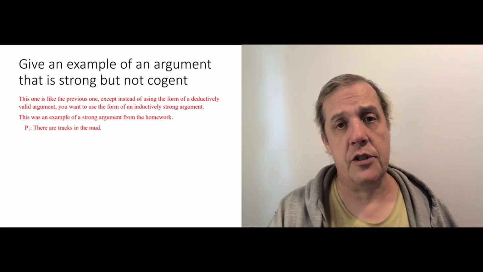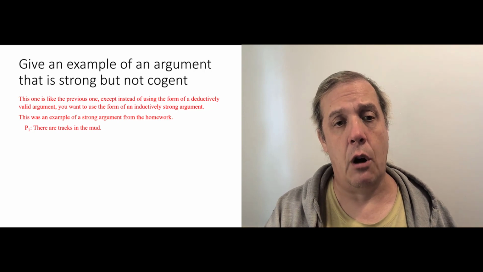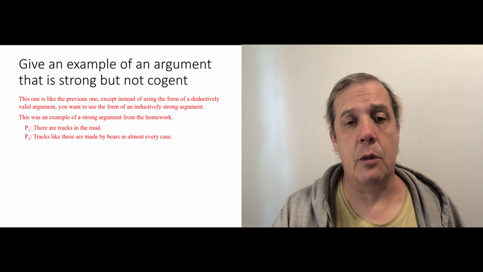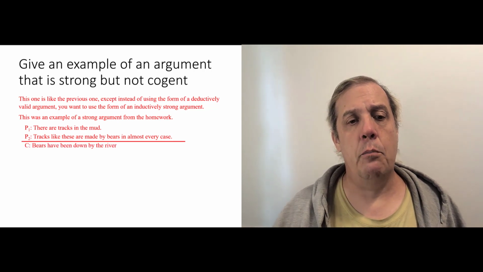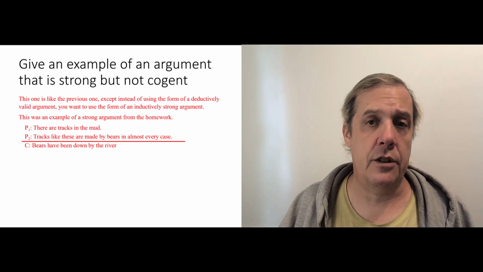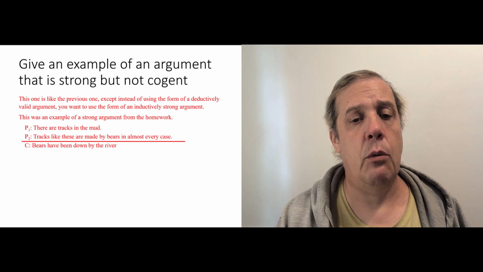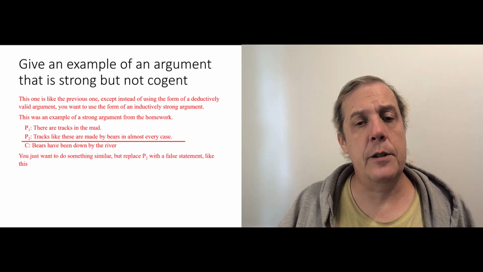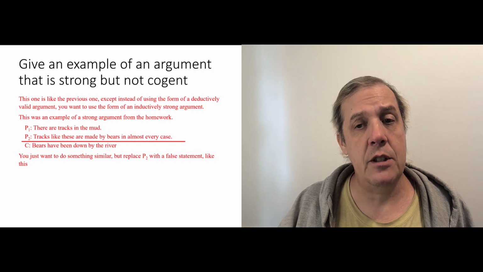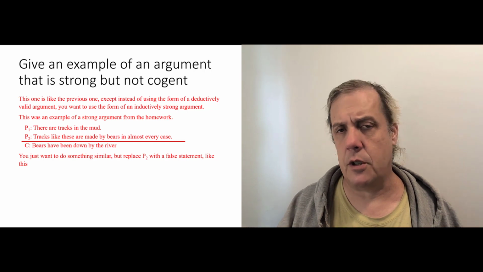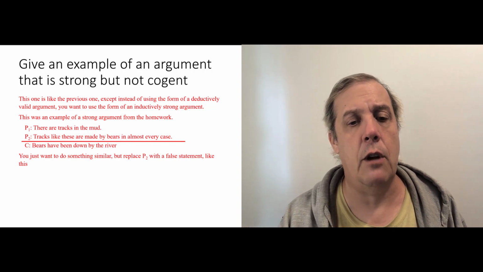This is the very first homework assignment where we talked about strong arguments. There are tracks in the mud. Tracks like these are made by bears in almost every case. Therefore, bears have been down by the river. We were just imagining a park ranger giving this argument. So what we want to do this time is replace P2 with a false statement and then reconstruct the argument using the terms and categories that we were given already.